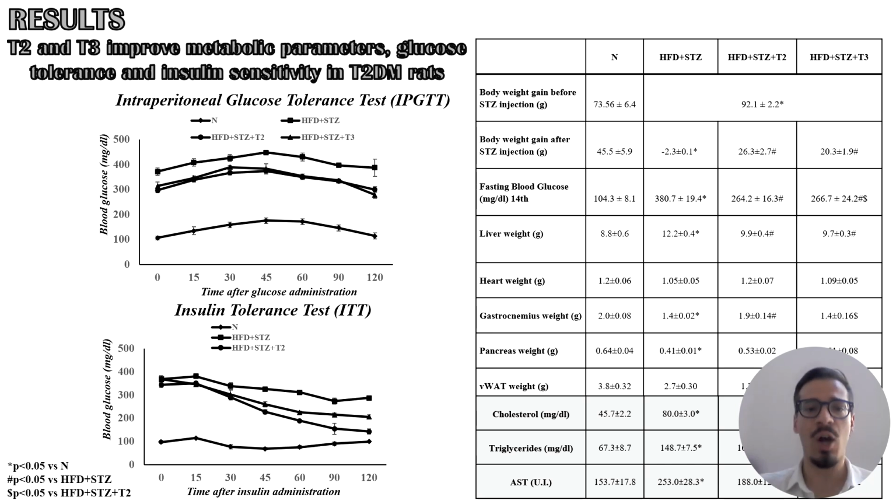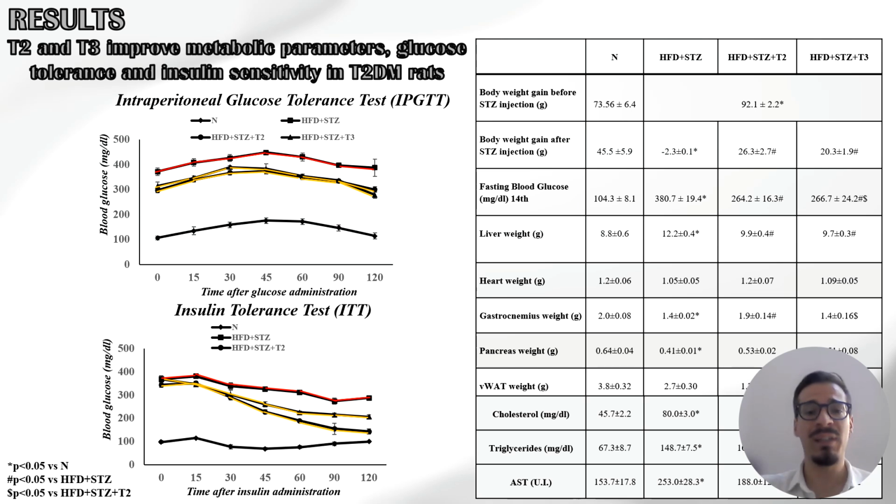To evaluate the effects of T2 and T3, we assessed the glucose tolerance and insulin sensitivity using the intraperitoneal glucose tolerance test, IPGTT, and the insulin tolerance test, ITT, together with several metabolic parameters, including body and tissue weights and the serum lipid profile. Diabetic rats exhibited impaired glucose tolerance and insulin sensitivity, while treatment with both T2 and T3 significantly improved glucose homeostasis. Notably, T2 exerted a more pronounced effect than T3, as evidenced by better glucose tolerance and a greater reduction in blood glucose levels following insulin administration.